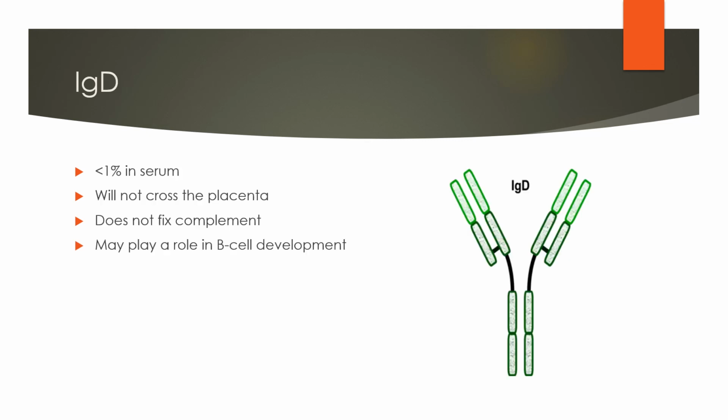IgD is the least understood of all the antibodies. There are only minute amounts in serum, less than 1%. Most IgD is located on the surface of unstimulated B cells and may actually aid in their maturation. IgD does not cross the placenta. It does not fix complement. It is a monomer that consists of two heavy chains and two light chains, and it may play a role in B cell development. It could actually signal the B cell to activate and may bind to basophils and mast cells also to activate these cells in the respiratory disease defense.